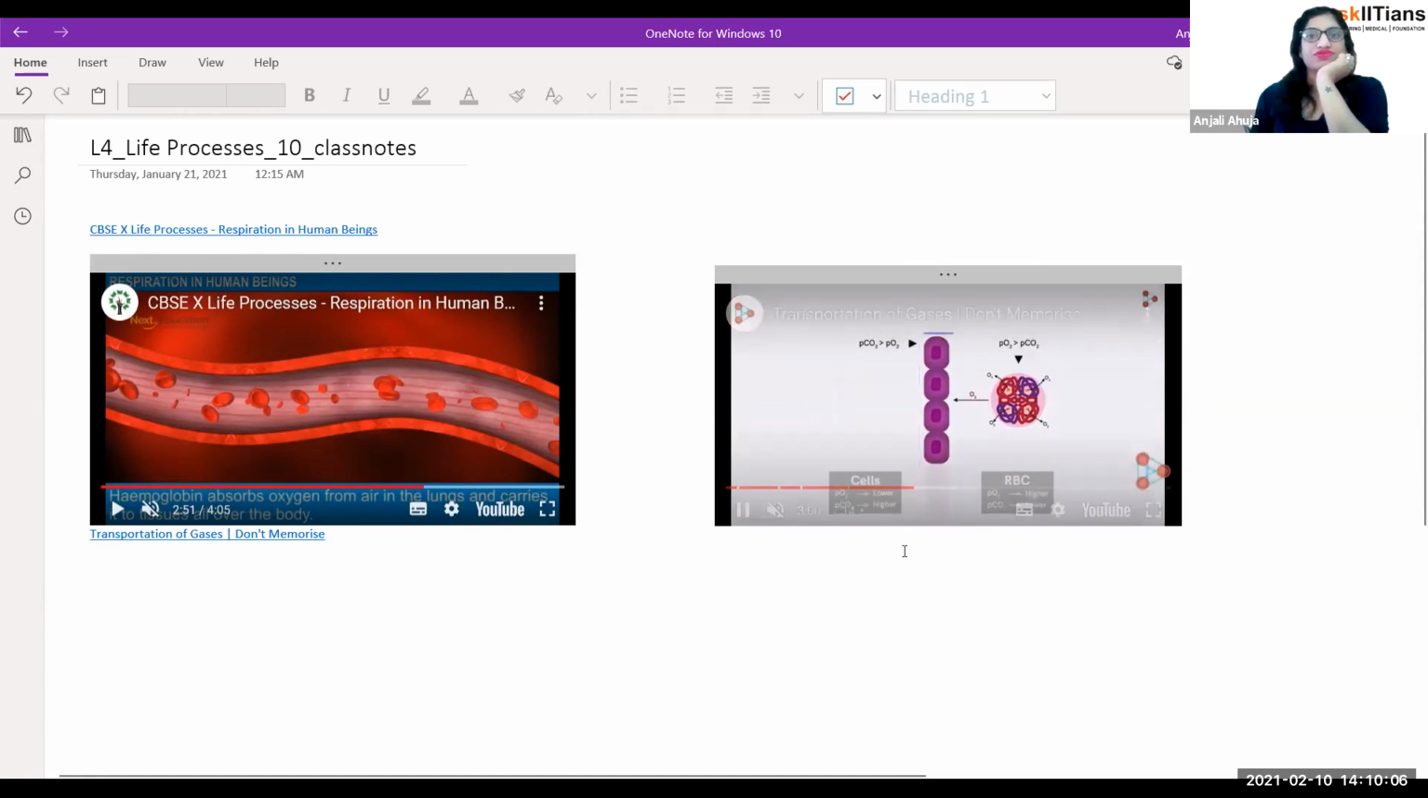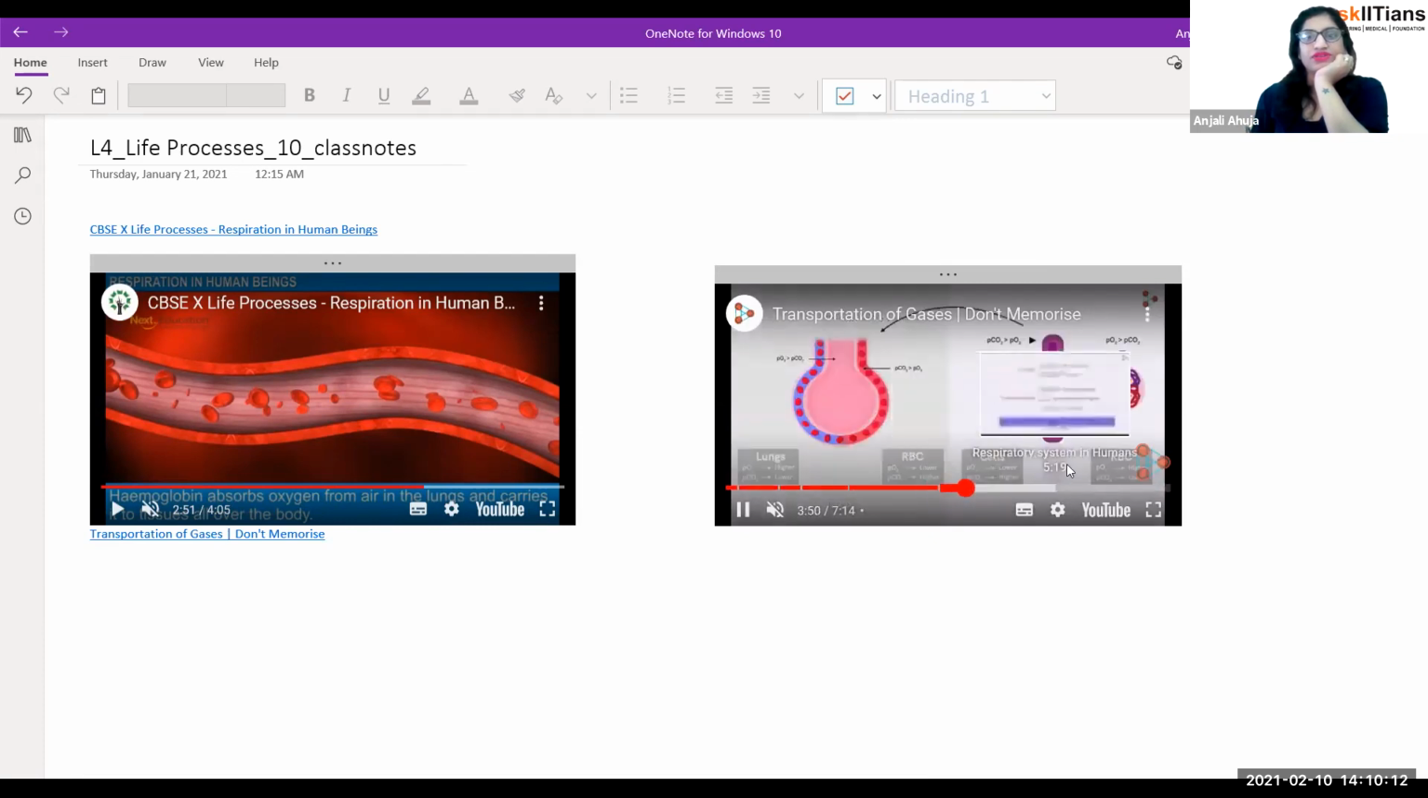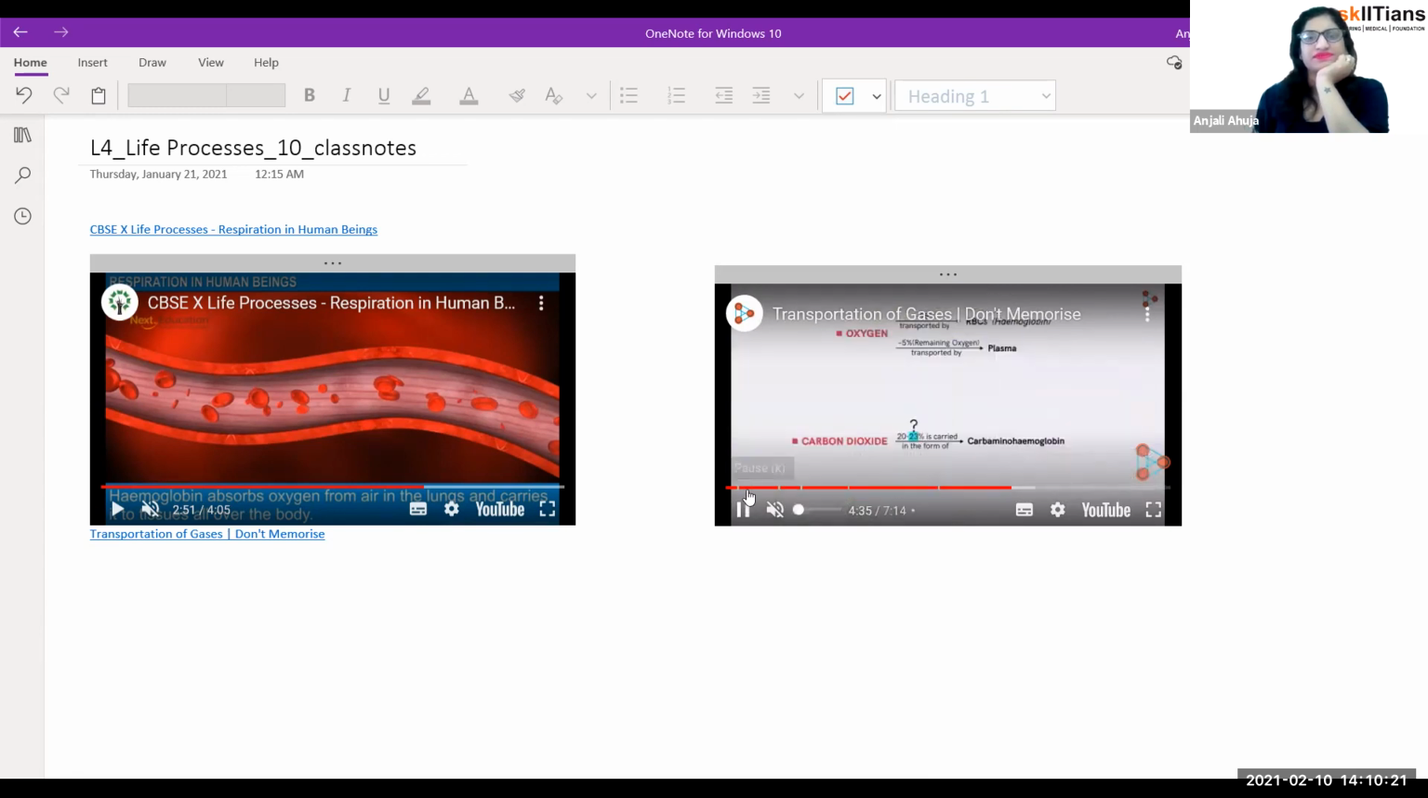PCO2 means partial pressure of CO2. From high to low, they are moving, na? That is what I explained in this video. So they are considering this is alveoli from the blood vessel. It is moving through the hemoglobin toward all the body parts. That's it. So now finally we are done with this.